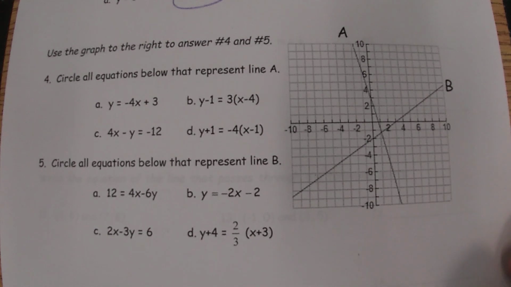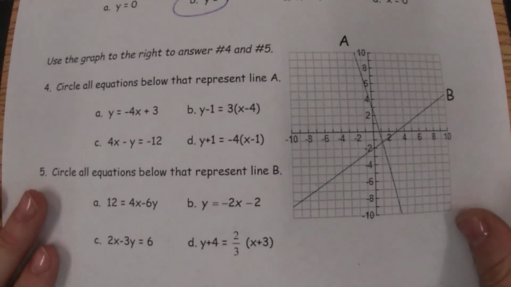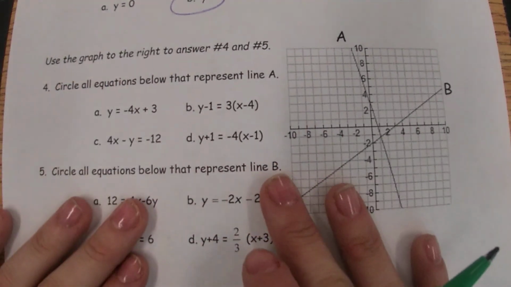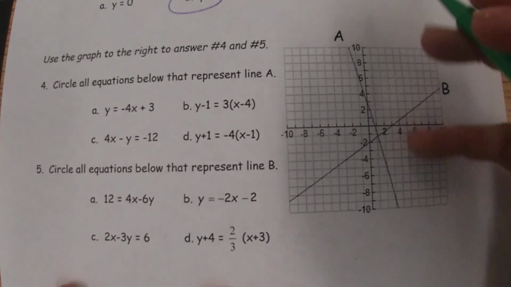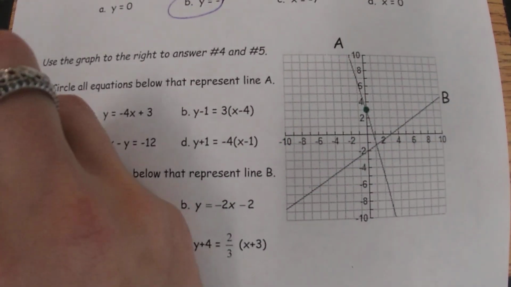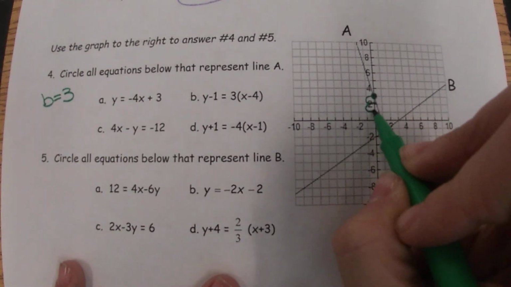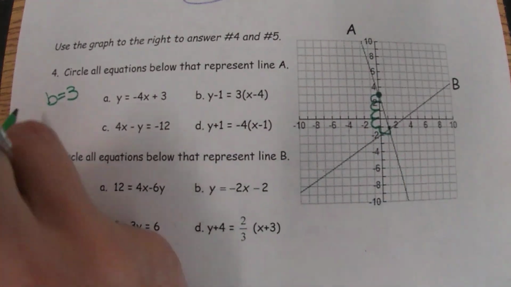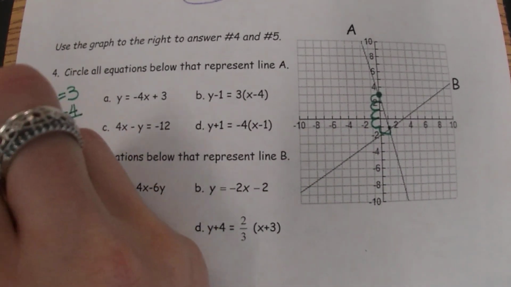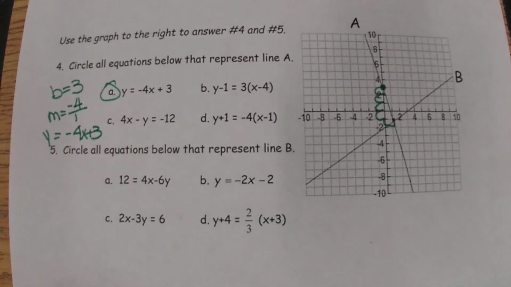Number 4, we need to circle all equations below that represent line A. So there are multiple ways that you could go about this. You could choose to solve all of these for y and see which one matches the line over here. So we have a b value of 3. And let's see, if we pick another good point, we're going down 1, 2, 3, 4. So down 4, right 1. So we know we want it to be y equals -4x plus 3. So we know that's here.